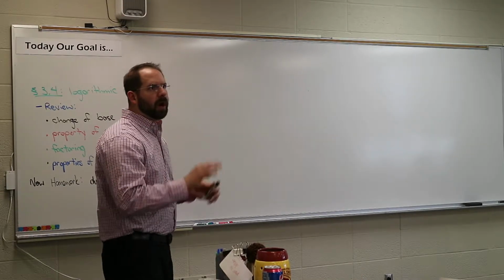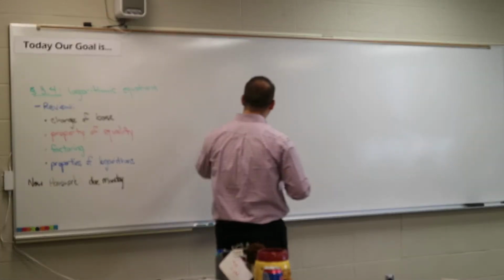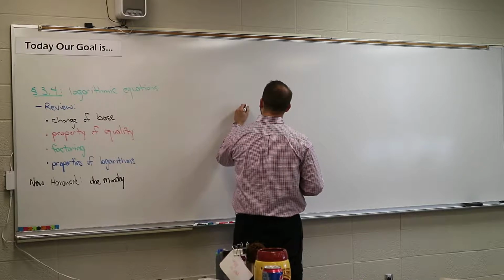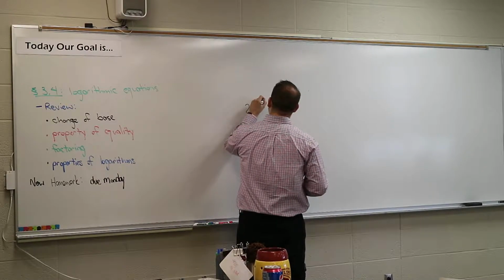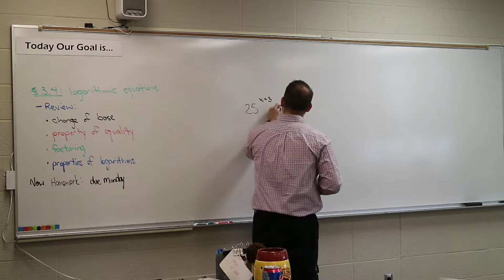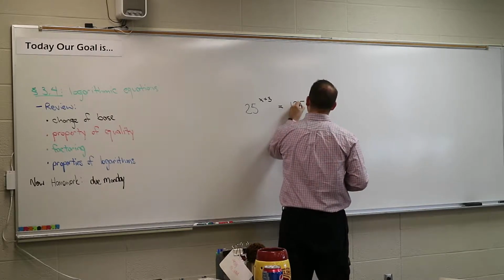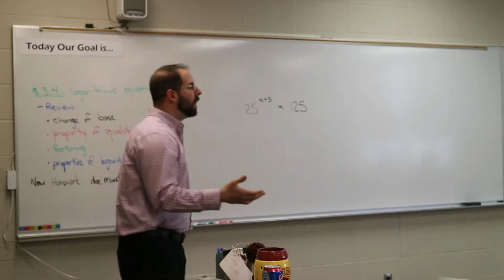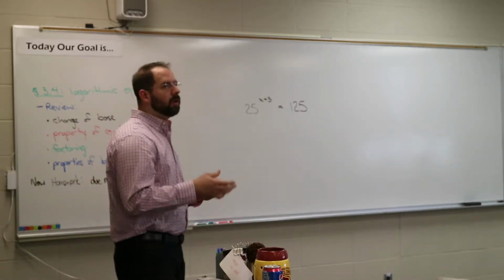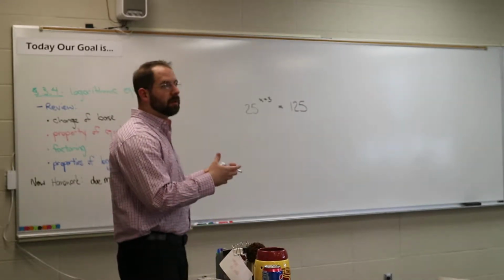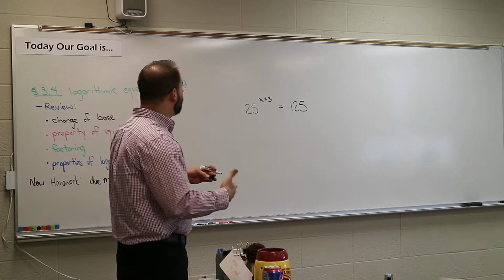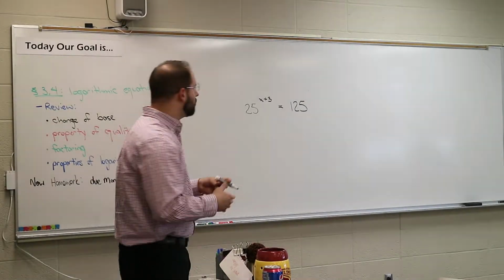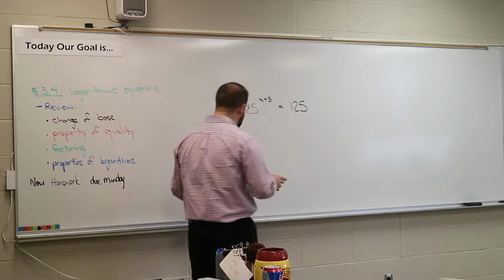Alright, so the first style of problem that I want to go over is a problem like this, where it's 25 to the x plus 3, and we have 125 on this side. This is going to be very similar to the first couple problems that you have, and I want to make sure that you know how to do it. Now, I will change this problem up a little bit so you can actually see what would happen on a different situation in this problem.